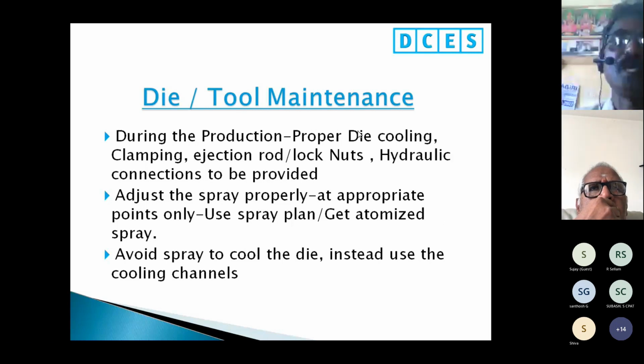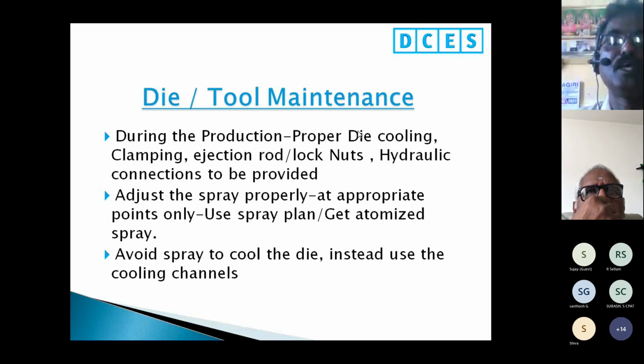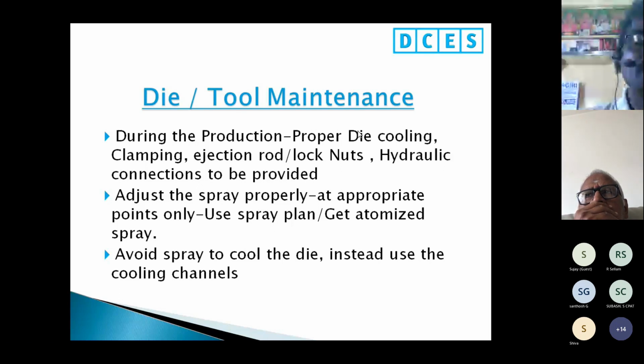Adjust the spray properly at the appropriate point only. Use a spray plan and get automated spray. When you have more spray tubes and a smaller die, it is not necessary to open up all the spray tubes, only at the points wherever necessary. So for this, you should have a spray plan. Avoid using spray to cool the die; instead use the cooling channels. In many auto die spray areas, people are using the spray to cool the die. This practice needs to be avoided.